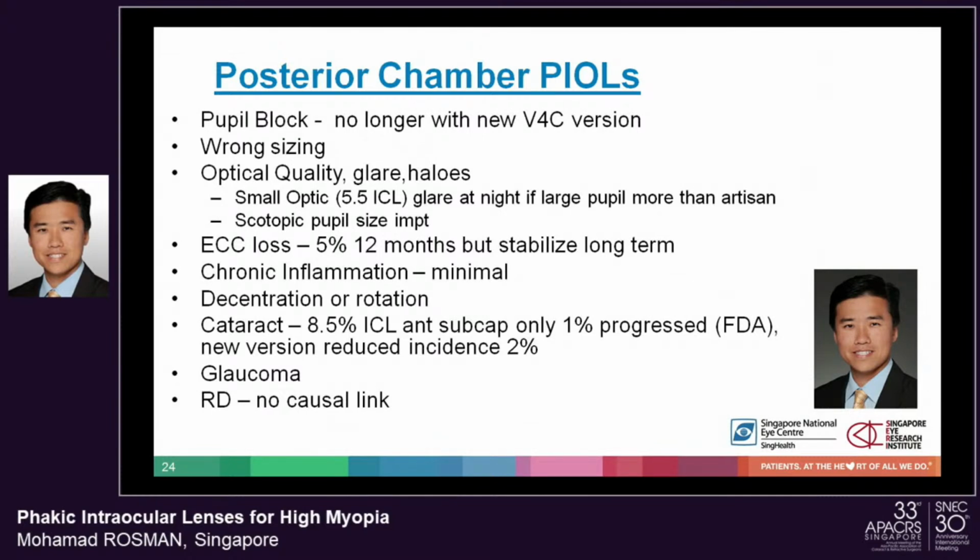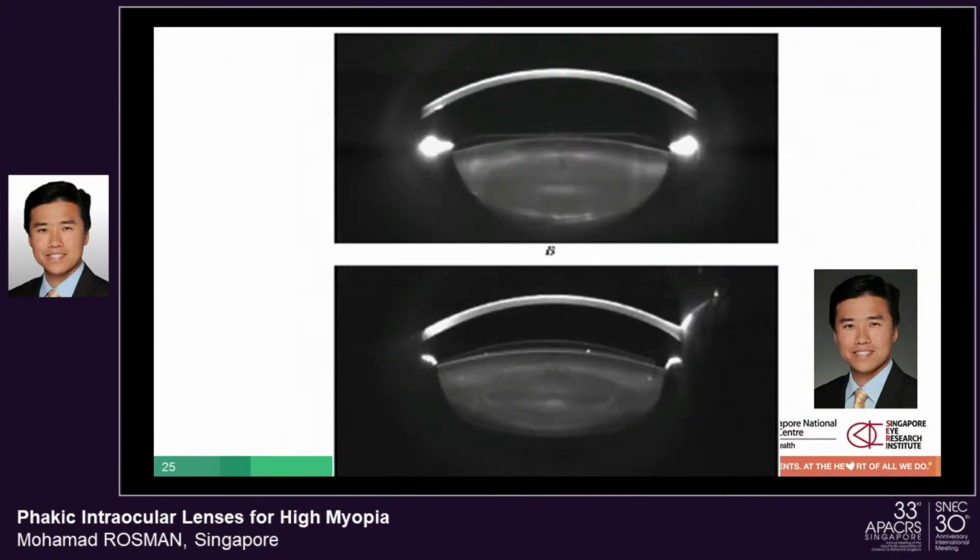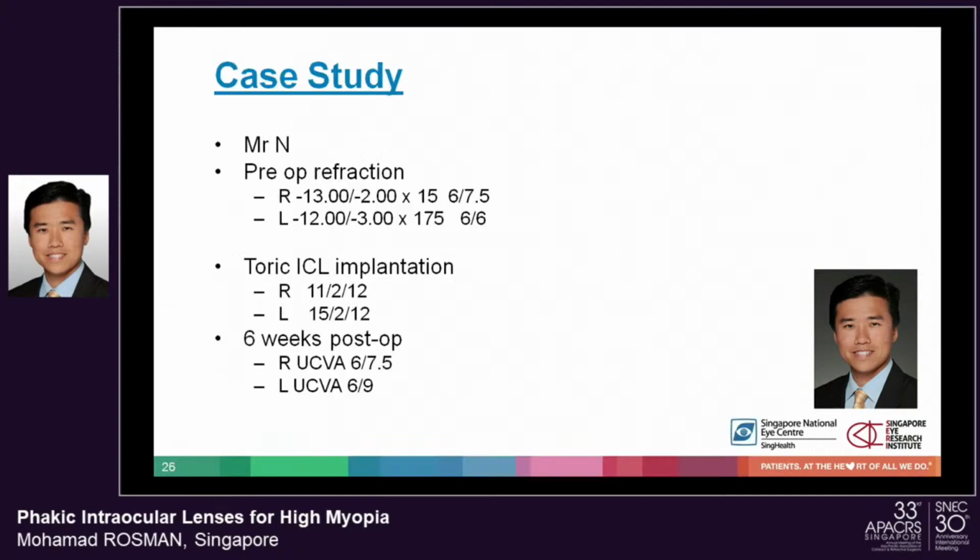There's always a risk of lens decentration or rotation, and over the long term, there's always a risk of anterior subcapsular cataract and glaucoma. So this shows a case where the lens is very near the natural lens, which can give rise to early cataract. I'll give you a case study of one patient who had a toric implantable lens for a very high degree of astigmatism.